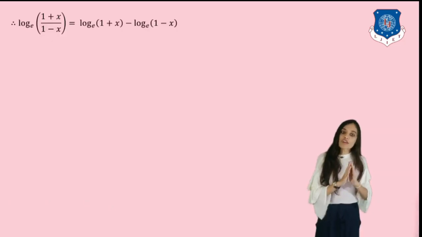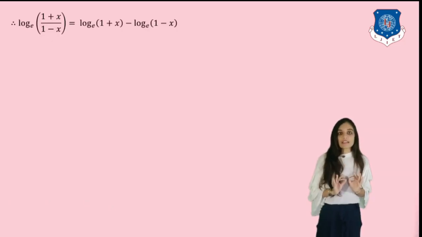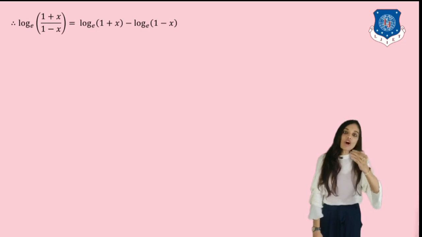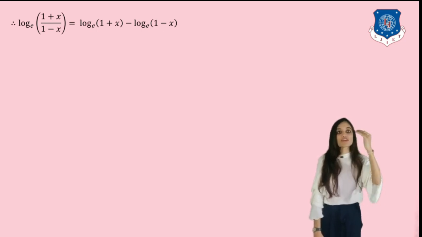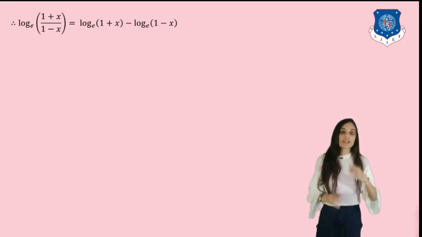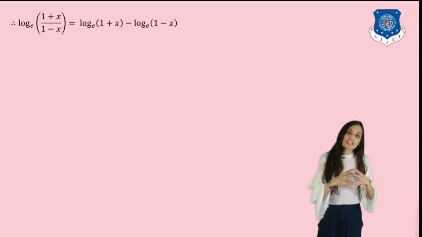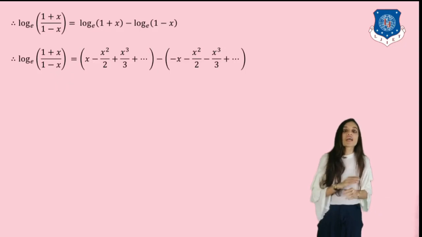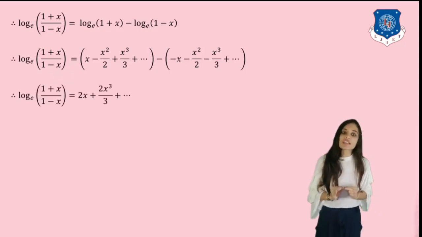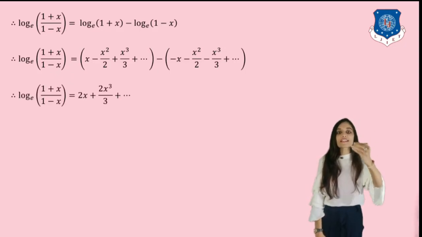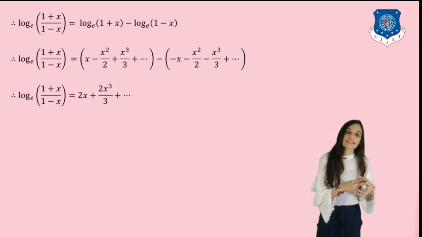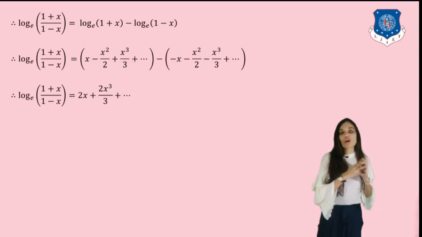Now our final task is to find the Maclaurin series of log of 1 plus x upon 1 minus x. Log a upon b is equal to log a minus log b. Just put the Maclaurin series of log 1 plus x and log 1 minus x, subtract both of them and you will get the Maclaurin series of log of 1 plus x upon 1 minus x, that is equal to 2x plus 2x cube upon 3 and so on.